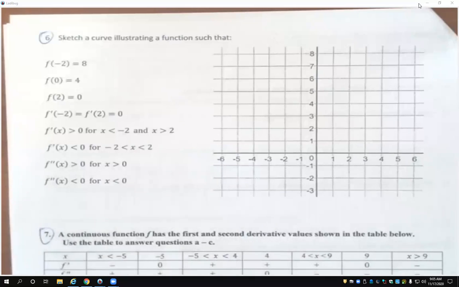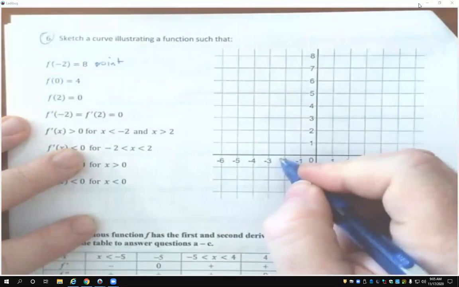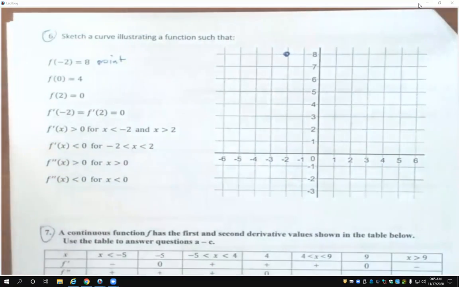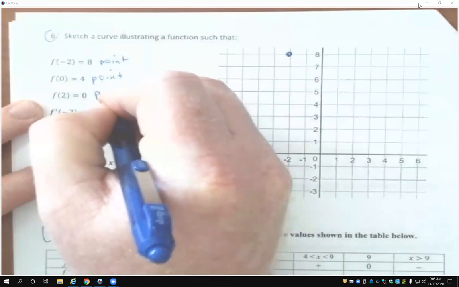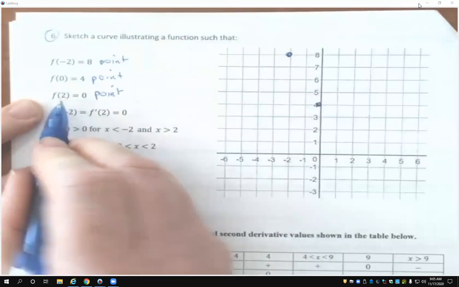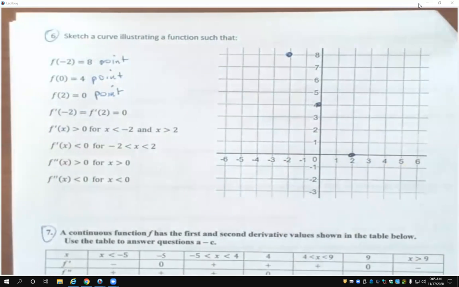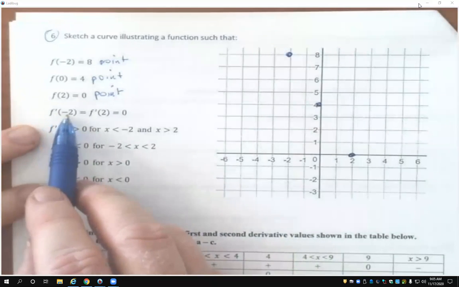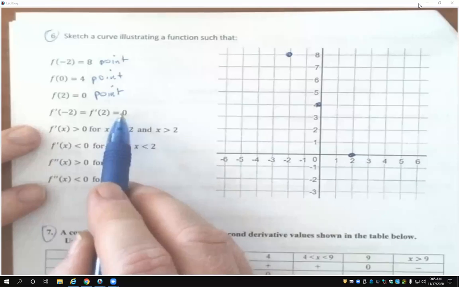So the first thing is f of negative 2 equals 8. That's just a point. Okay, go plot the point negative 2, 8, as well as the next 2 pieces of information. They're both just points on a graph. Okay, so I'm going to plot the point 0, 4, and I'm going to plot the point 2, 0. All right, the next piece of information tells me f prime of negative 2 is 0 and f prime of 2 is 0. Okay, those are not points on my graph.